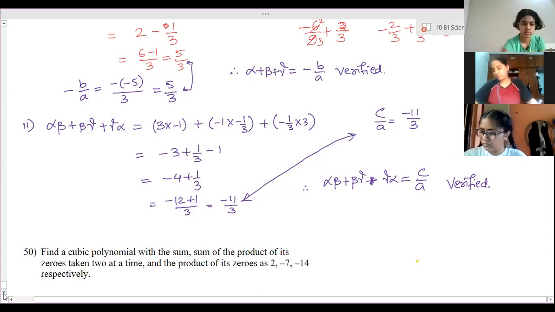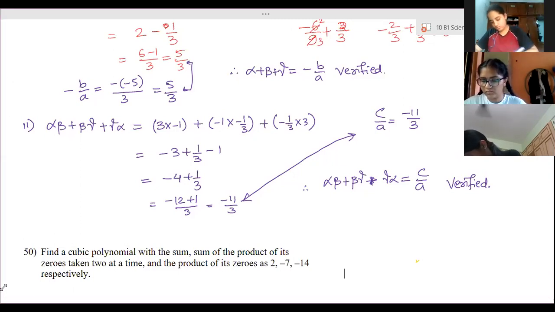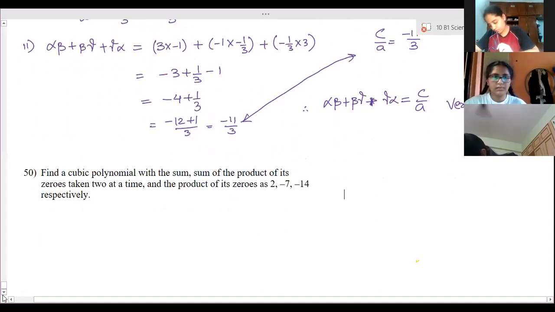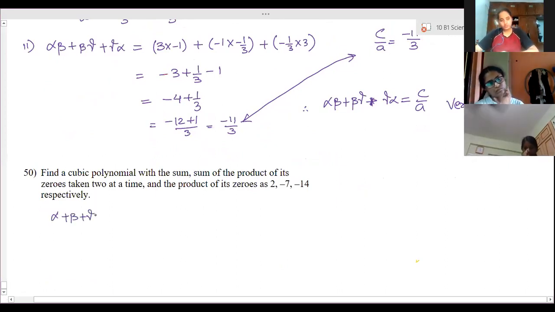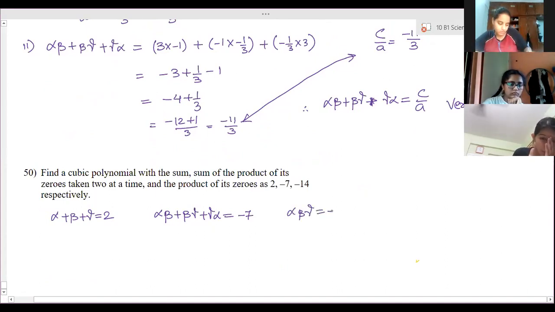Now the 50th is: find a cubic polynomial whose sum of zeros, sum of the product of its zeros taken 2 at a time, and the product of zeros are 2, minus 7 and minus 14 respectively. And you have to form the polynomial. So what are the values they have given? Alpha plus beta plus gamma is 2. Then alpha beta plus beta gamma plus gamma alpha is equal to minus 7. And alpha beta gamma is equal to minus 14. So these are the values they have given us. And then you have to form the polynomial.